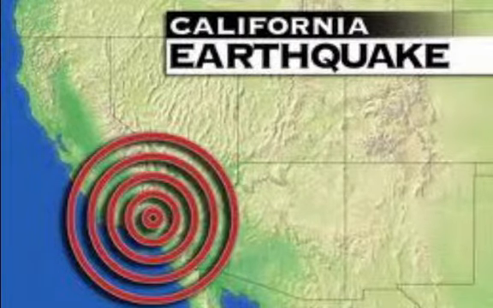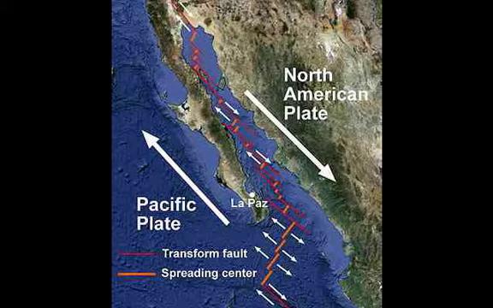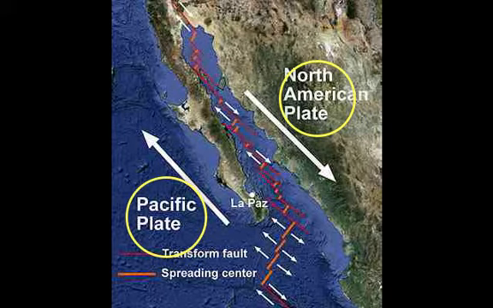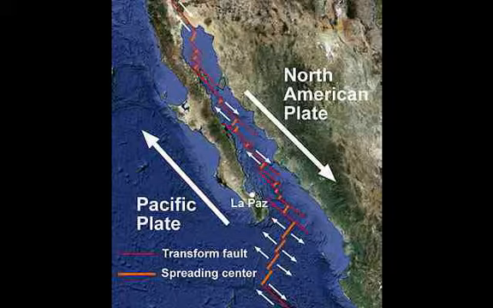In the United States, there is one specific area that has had many devastating earthquakes. This is California. California has not one but two plates, the Pacific Plate and the North American Plate. The area between these two plates moves about 2 inches per year.